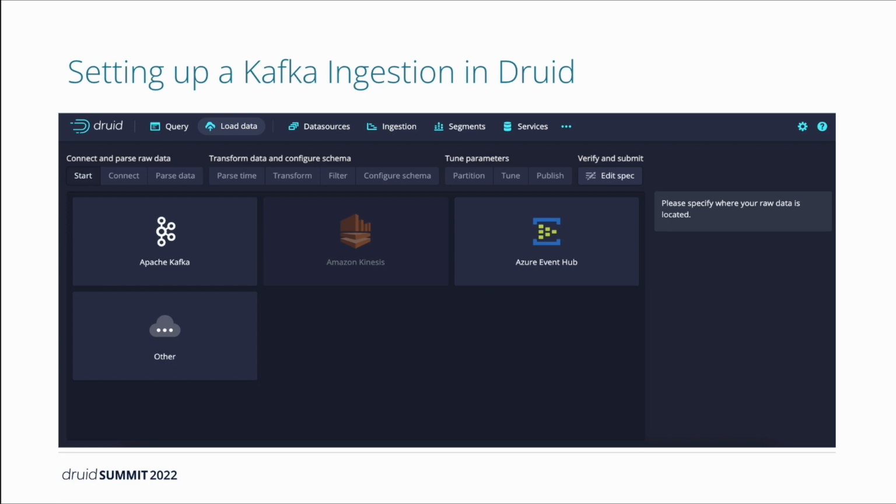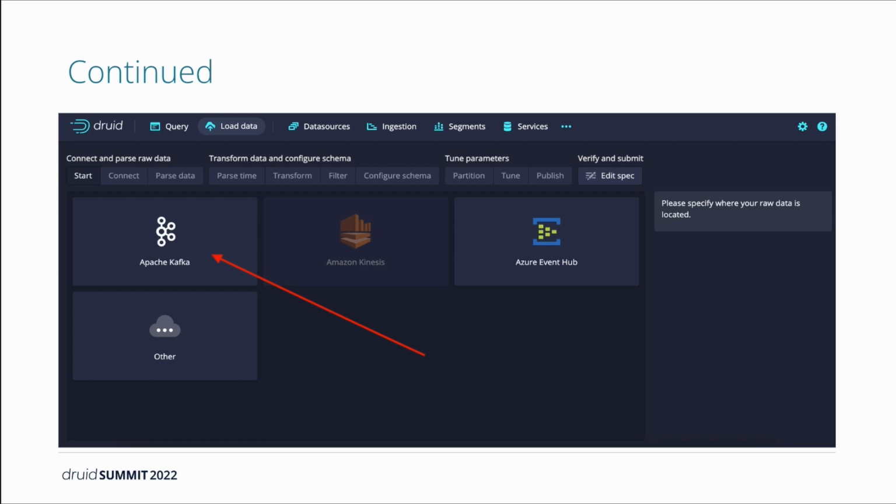Once you've got Kafka running, the Druid console makes setting up an ingestion job easy. Here's what that looks like with the Wikipedia dataset. From the Load Data screen, click on the Apache Kafka button. From there, you'll be walked through the rest of the steps necessary to create a Kafka ingestion job. Here's what that looks like.